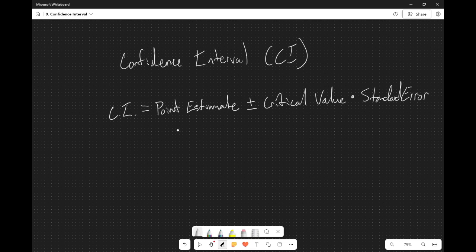So a point estimate, this could be a population proportion estimate, or it could be a sample mean. A critical value, this is a percentile from a distribution. For now, we're going to assume standard normal. And then the standard error is sigma over root n, as we previously discussed.